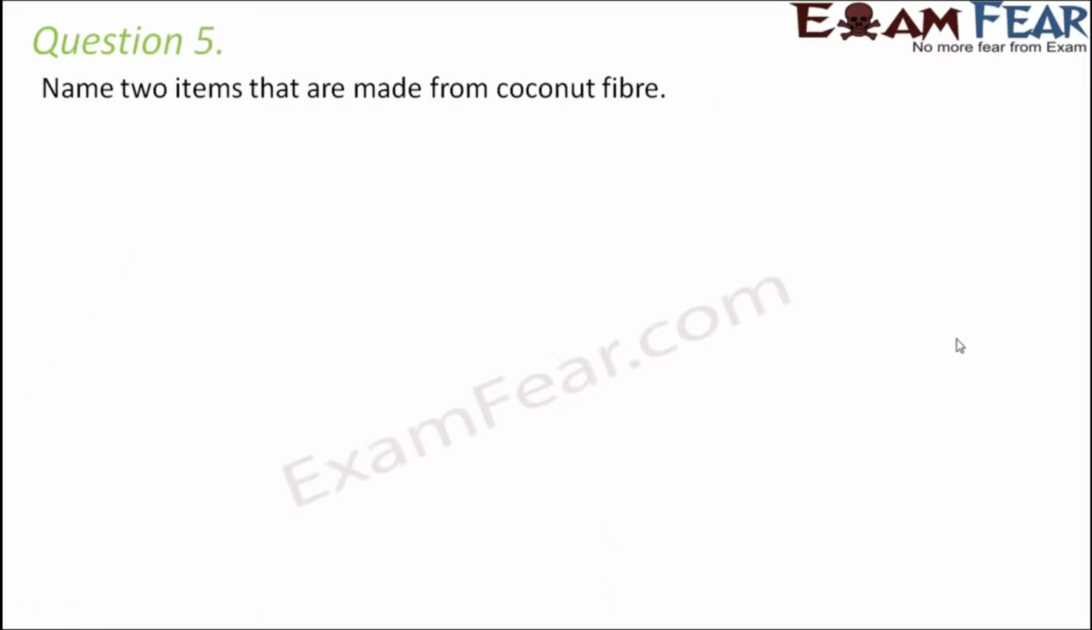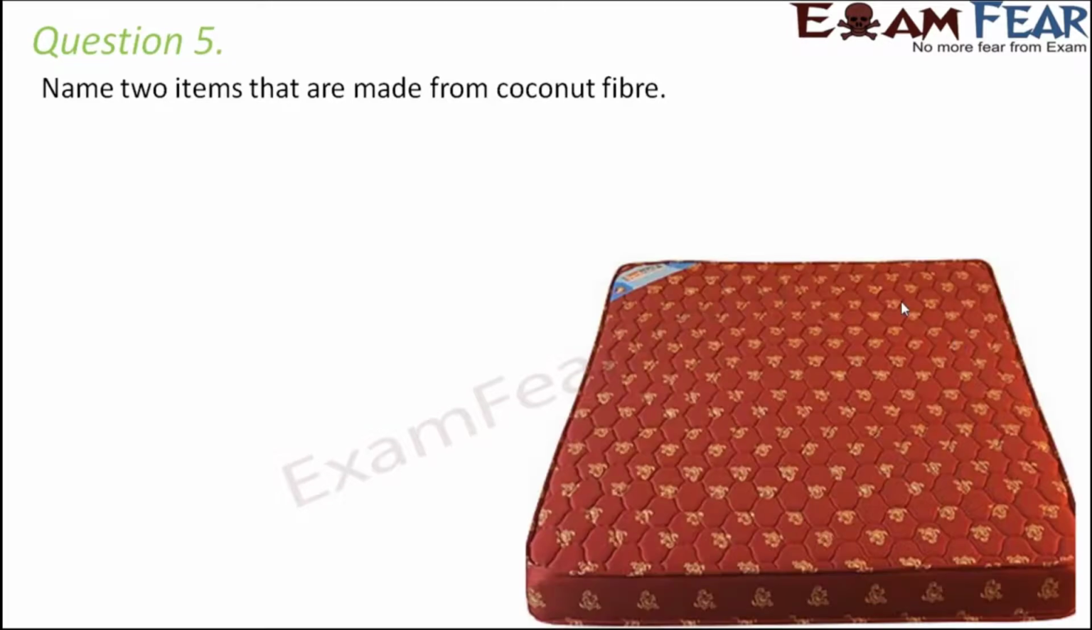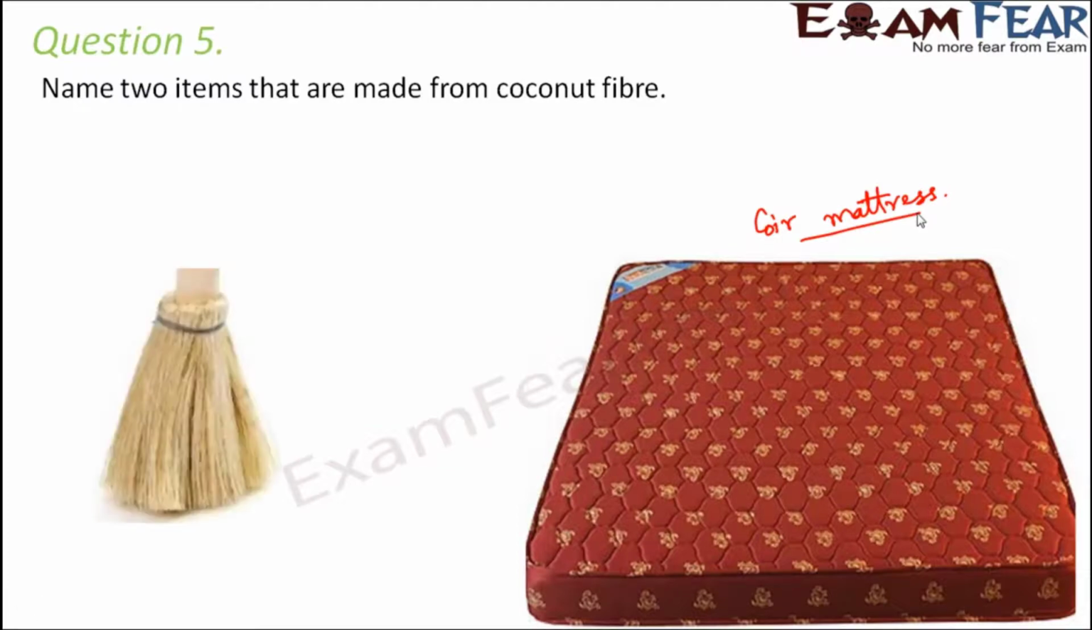Question number 5. Name 2 items that are made from coconut fiber. One popular thing that is made from coconut fiber is the coir mattress. If you have seen a coir mattress, fine. Otherwise you can just go to any furniture shop and have a look at it. When you practically see these things, it helps you to understand and relate things. Another thing could be the brushes which are made from the coconut fibers.